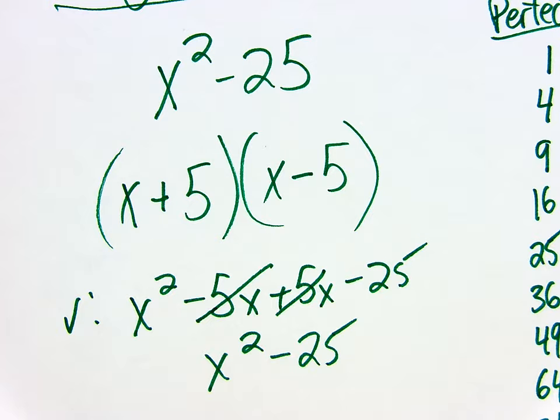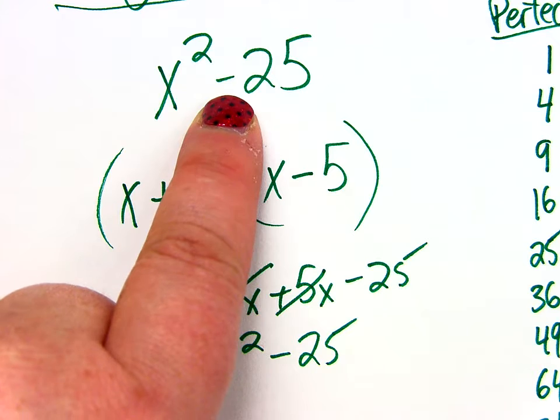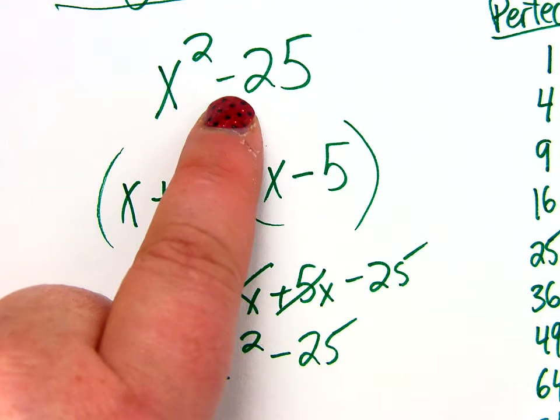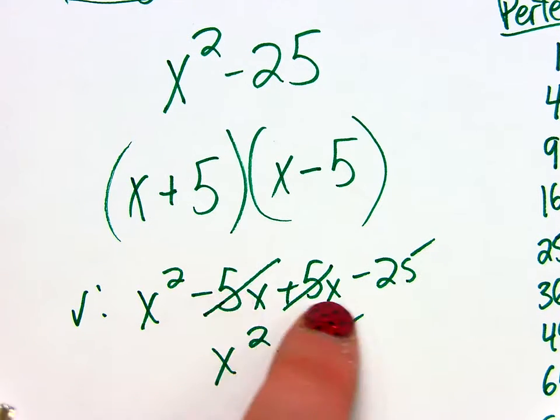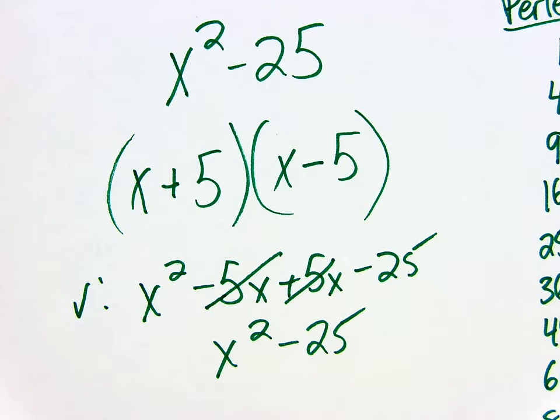And hopefully this explains why it has to be a minus in between the two. If you don't have a minus there, these two terms are never going to cancel out. That's why there is no such thing as factoring the sum of two perfect squares. You can't do it. It's a prime binomial, I guess, at that point.